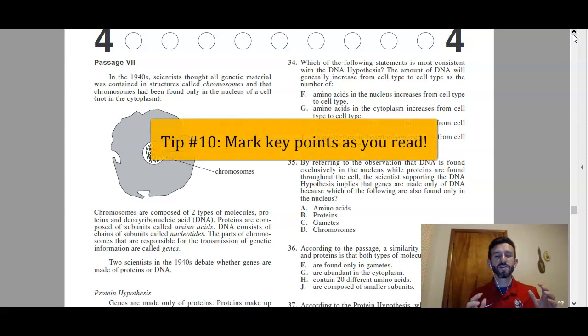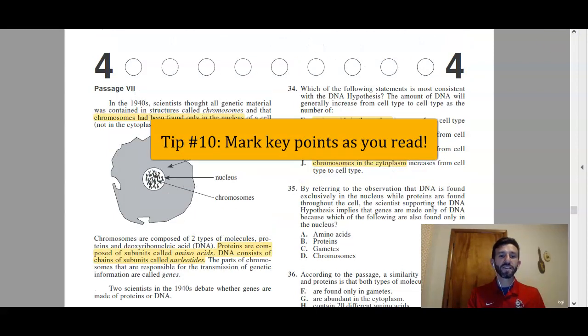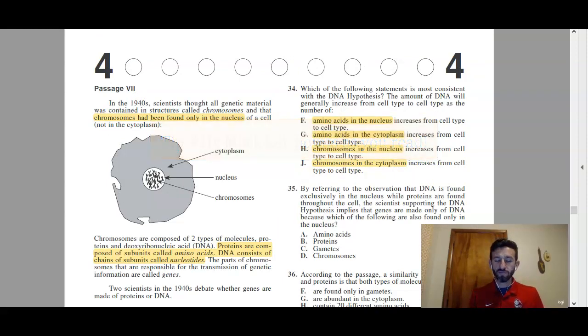But before we do, here is tip number 10. Mark the passage as you read through it. Anything that seems important, underline or make a little note on the side, because you may have to refer to that as you read the questions. That's what I've done right here.